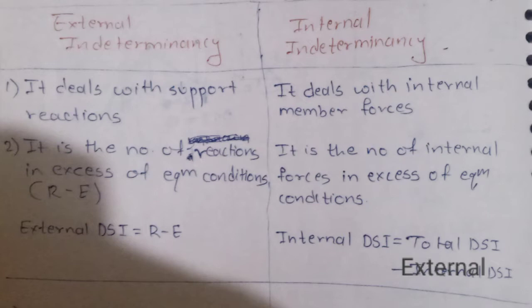It is the number of internal forces in excess of equilibrium conditions. Simply we will find internal indeterminacy by subtracting external indeterminacy from total DSI, or total degree of static indeterminacy.